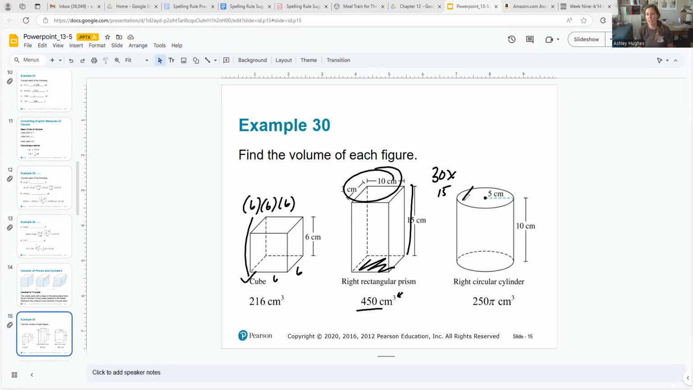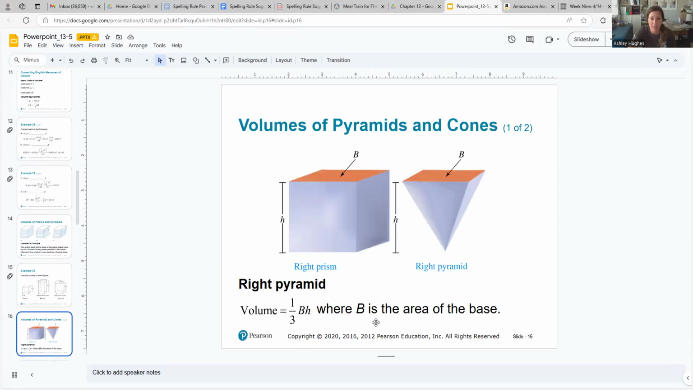For a cylinder, it's the area of the base, which is pi r squared. For a circle, so pi times 5 squared. 5 squared means 5 times 5, and 5 times 5 is 25, times the 10, so that's where we get the 250. And for all of those, it is the area of the base times the height.